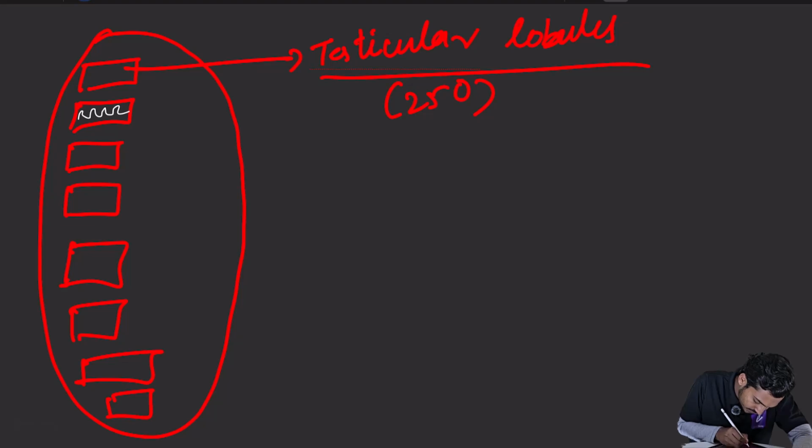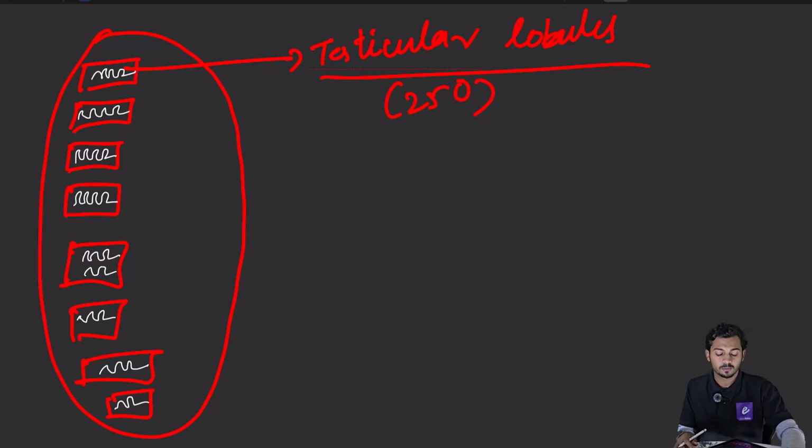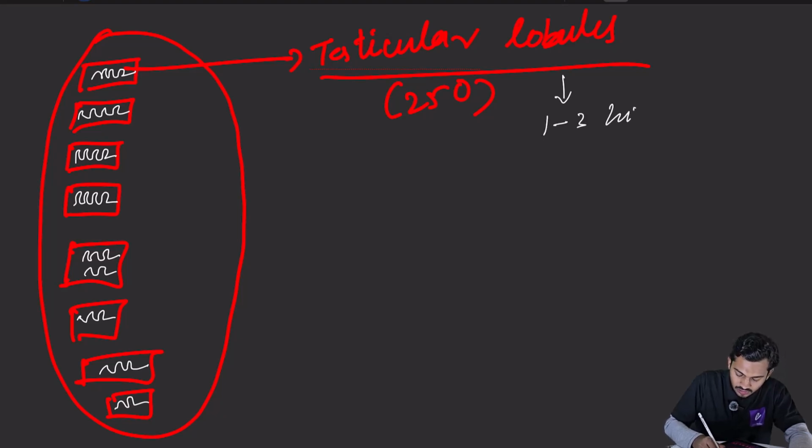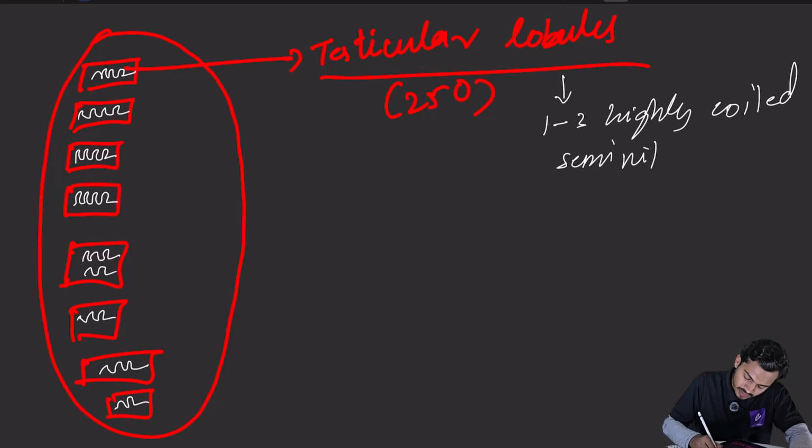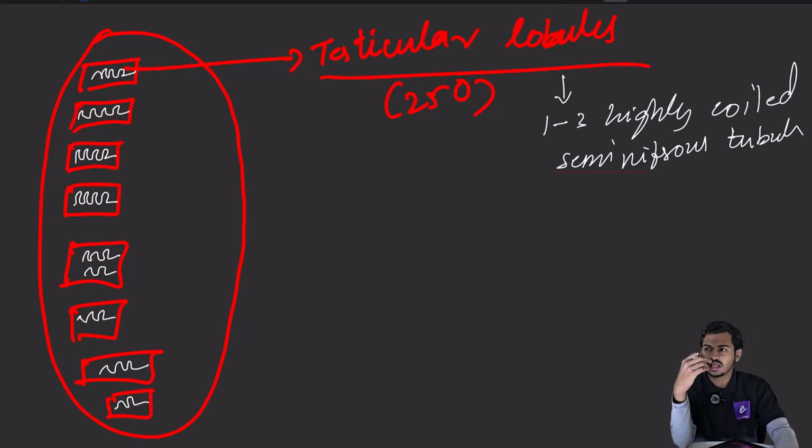There are 1 to 3 highly coiled seminiferous tubules. So inside the testicular lobule there are 1 to 3 highly coiled seminiferous tubules. You can see this white color are the seminiferous tubules. Understood? So each testicular lobule has 1 to 3 highly coiled seminiferous tubules. Now what is present inside the seminiferous tubule?